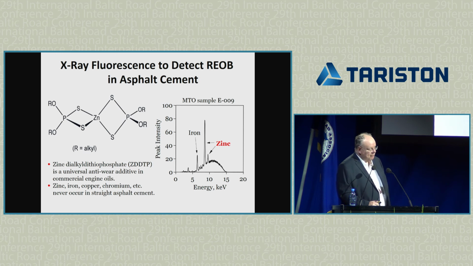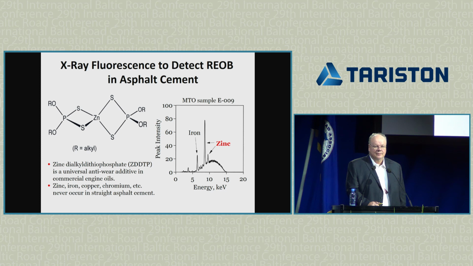And we find copper, molybdenum, lead, arsenic, whatever is in your engine and the kitchen sink, we find it in the asphalt cement. This sample was offered to the Ministry of Transportation in Ontario. It grades as a -40 asphalt cement, PG -40. We estimate from the zinc peak that it had about 35 to 40% of REOB in it. So we're no longer talking about asphalt cement, we're talking about non-stick asphalt.